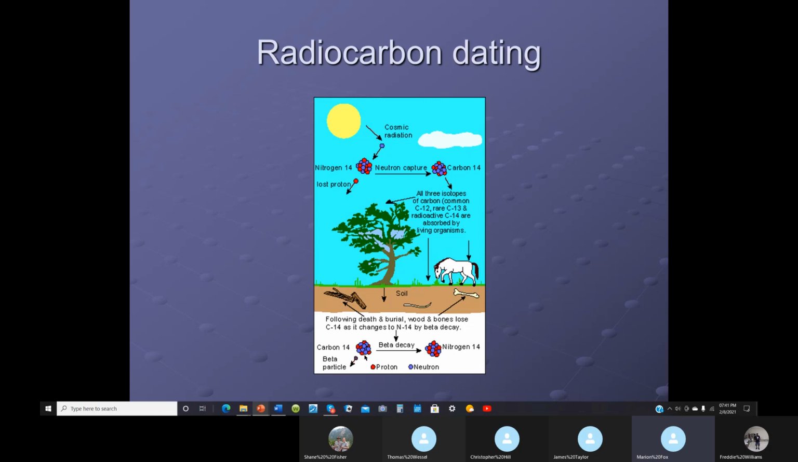So one of the beta particles is negative, so a neutron emits a negative, and it becomes positive. So it makes it into a proton. And now it's got 7 protons and 7 neutrons, and so now it's back to nitrogen. And it turns back into nitrogen.